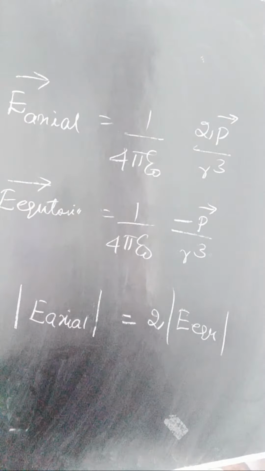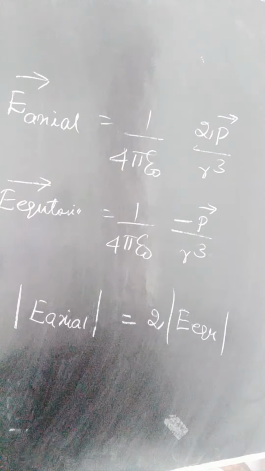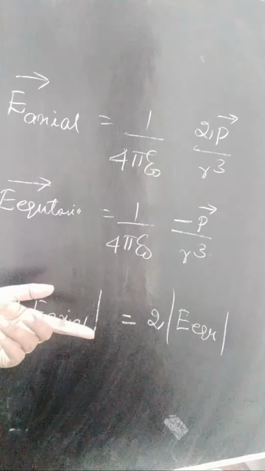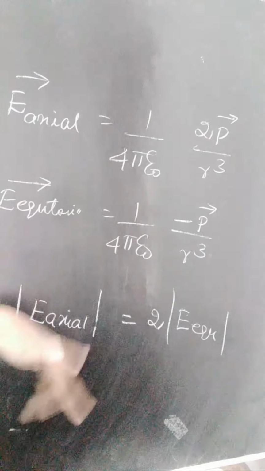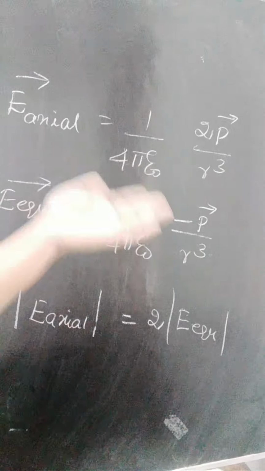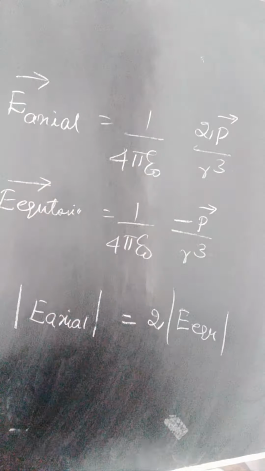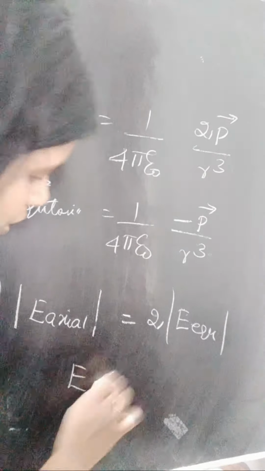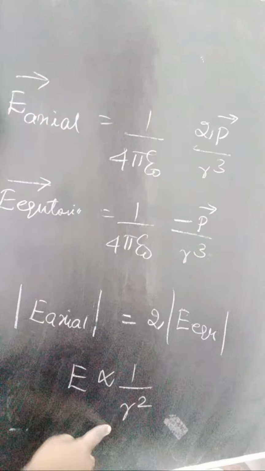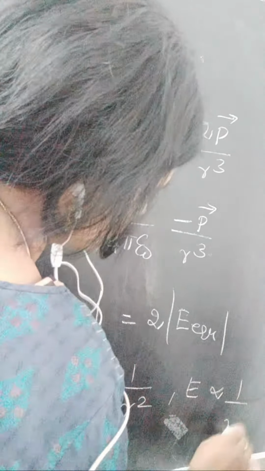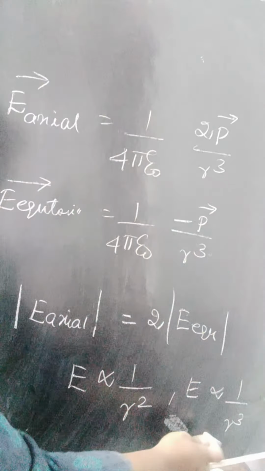These are all the key points. Along the axial line you get the maximum electric field, but whenever you make an angle theta, as the theta value keeps on increasing, the electric field value keeps on decreasing. When you talk about the point charge, E is inversely proportional to r square. But when you talk about the dipole, E is inversely proportional to r cube. In both the equations we are having r cube, right?